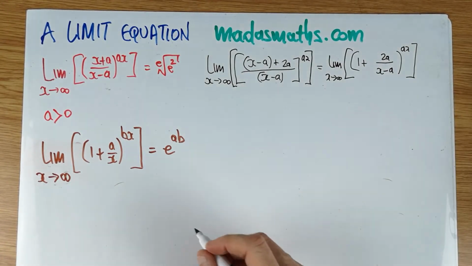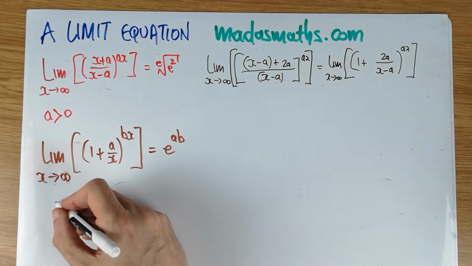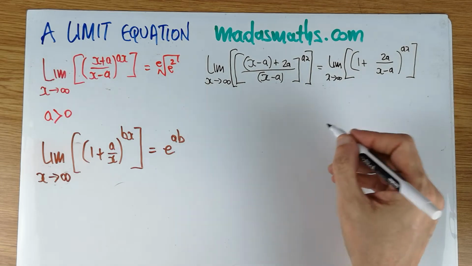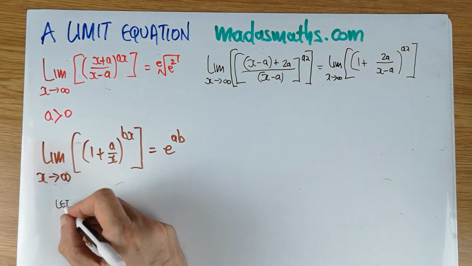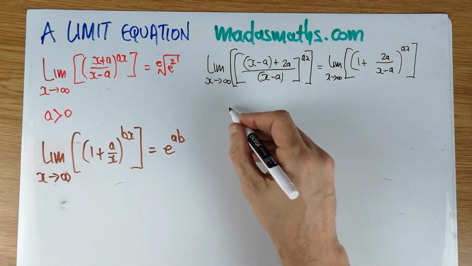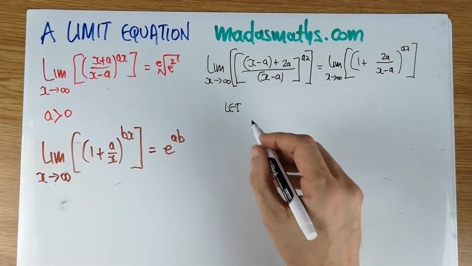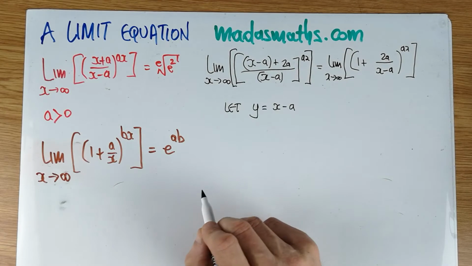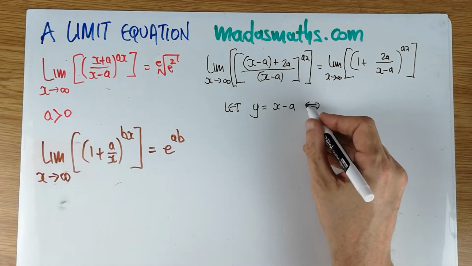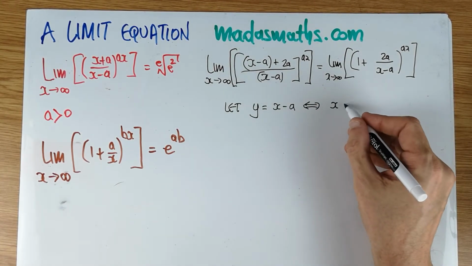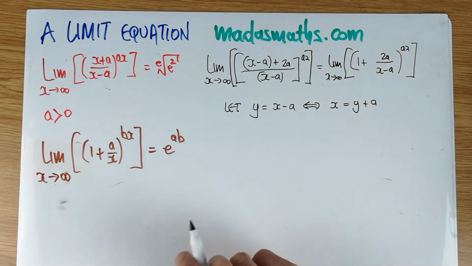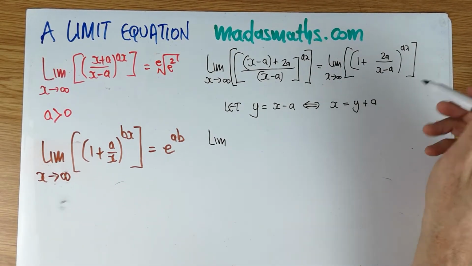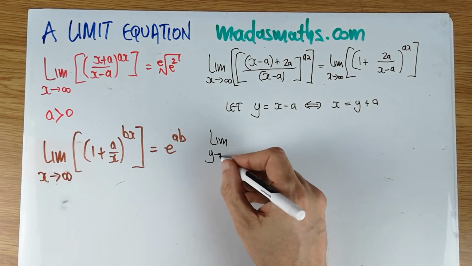So I'm going to use a substitution. I want a single variable for that. Let y equal x minus a, and conversely, x is y plus a. And how does that limit change? First of all, the limit now will swap into y tends to something.